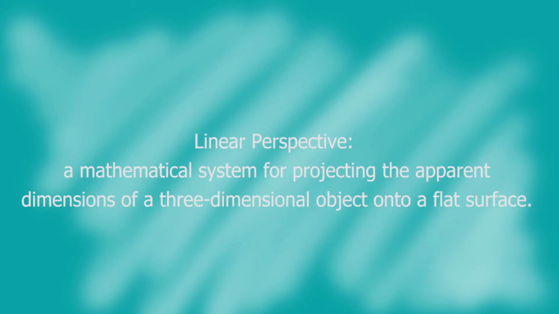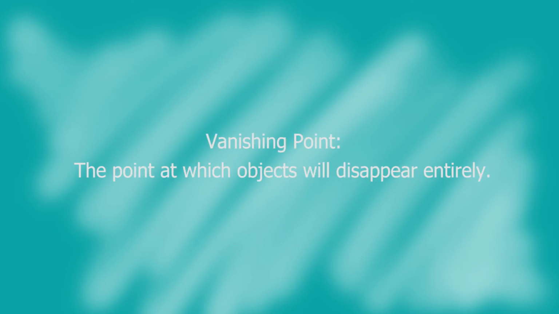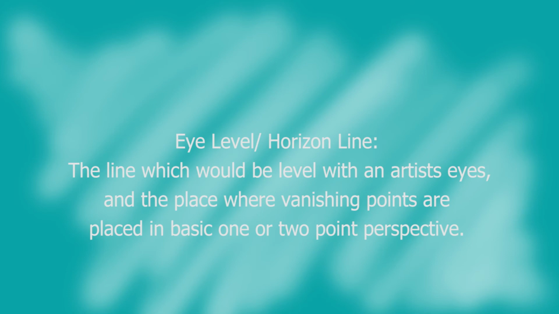12 terms. Linear perspective. A mathematical system for projecting the apparent dimensions of a three-dimensional object onto a flat surface. Picture plane. The surface that a flat object is projected onto. Vanishing point. The point at which objects will disappear entirely. Eye level, or horizon line.